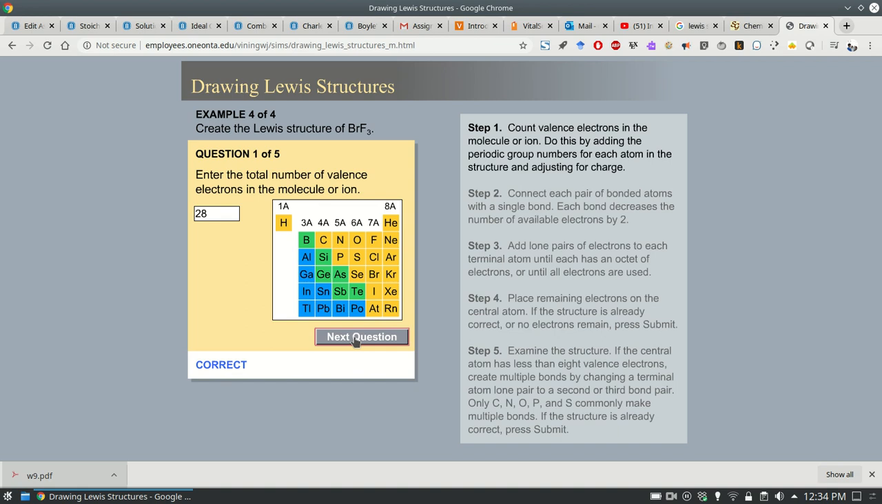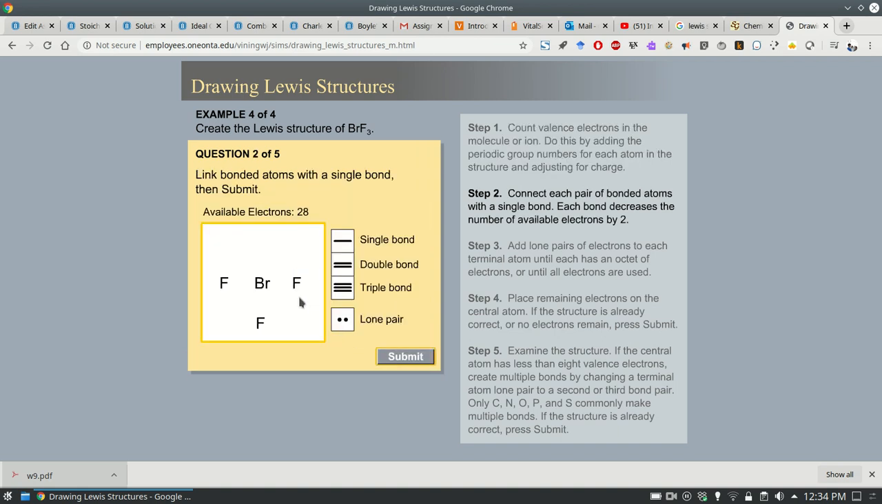That's correct. I do not need you to take a screenshot right here. I need you to take a screenshot at the end. Now, the next step is to just use single bonds, and the way you do that, you just click in between the atoms there, like that, and then you submit.